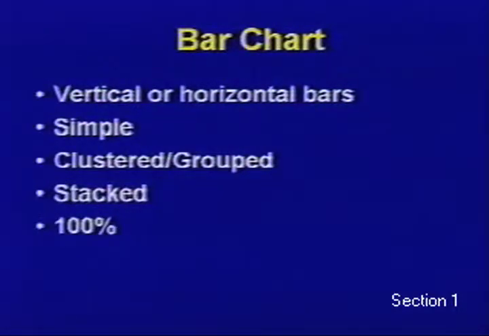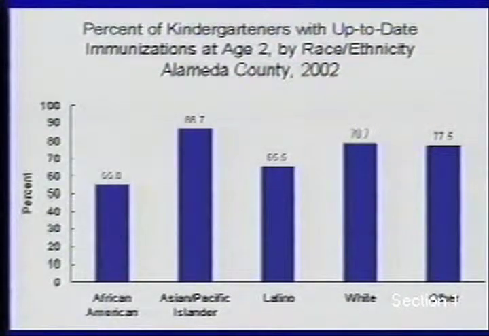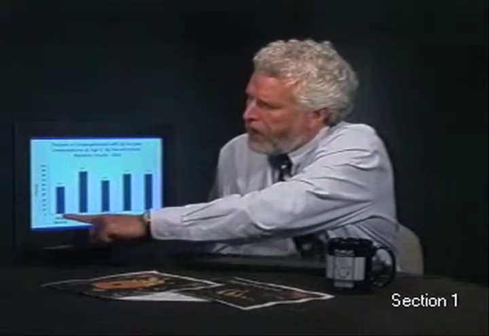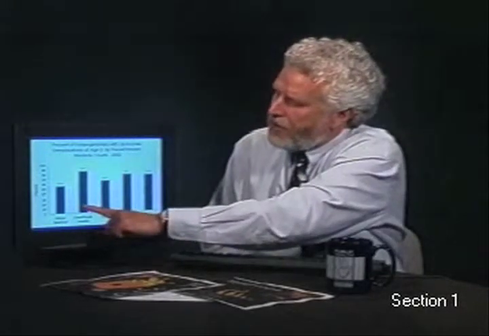Bar charts can be simple, just one set of bars. They can be clustered, they can be stacked, or they can be 100%. Because of time, I'm not going to cover all of these types of bar charts. This is a simple bar chart here showing immunization rates in Alameda County as an example. And you can see quickly that the immunization rates in these kindergartners are a little lower for African Americans, the first bar, than they are for Asian Pacific Islanders, the second bar.